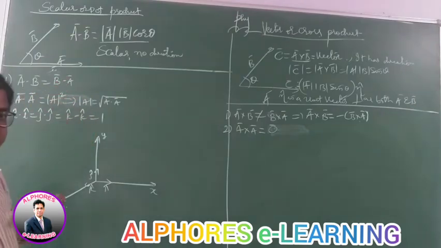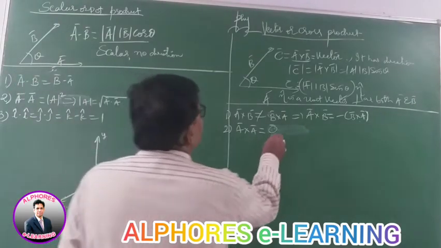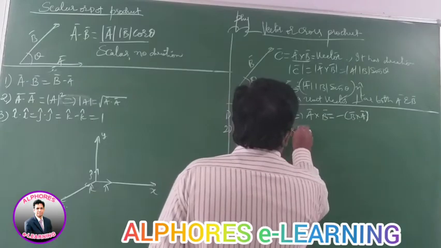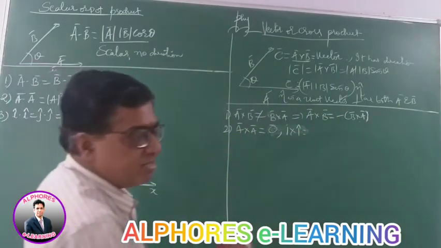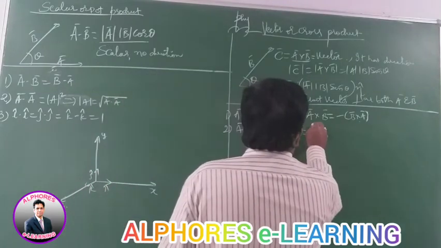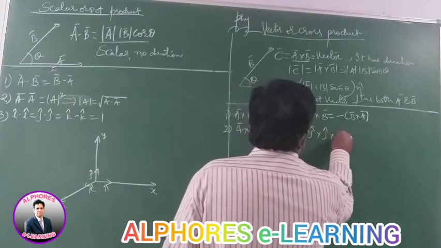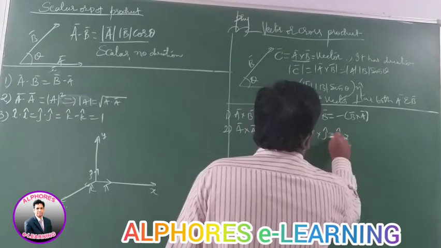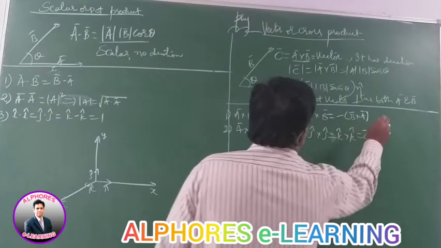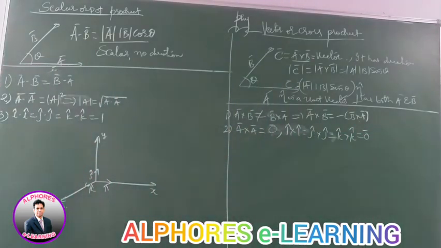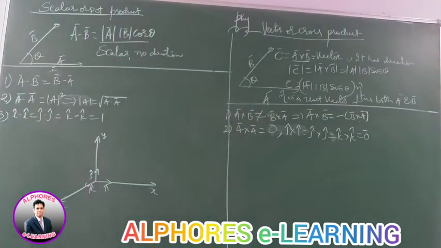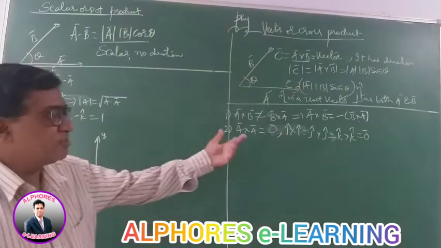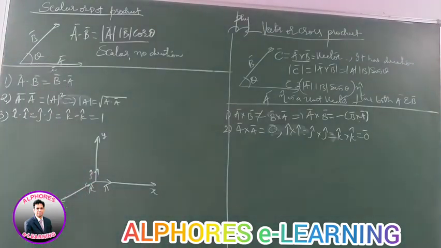But suppose I take I cross I. Well, A cross A is 0, so I cross I will be 0. J cross J will be 0, and K cross K is also 0. All are 0 vectors, null vectors. Cross product of similar vectors is 0. So cross product leads to null vector.